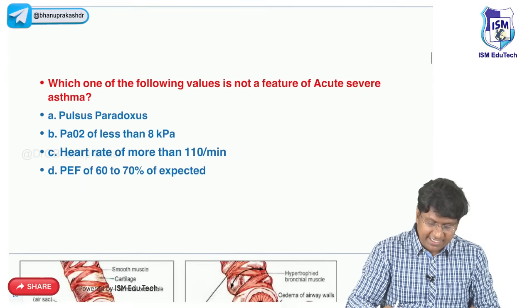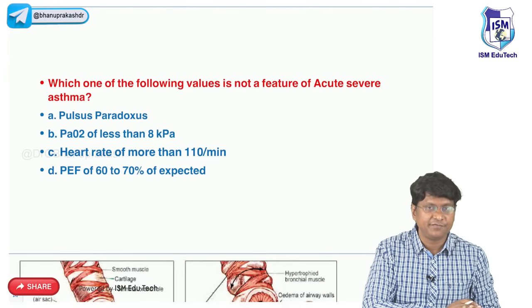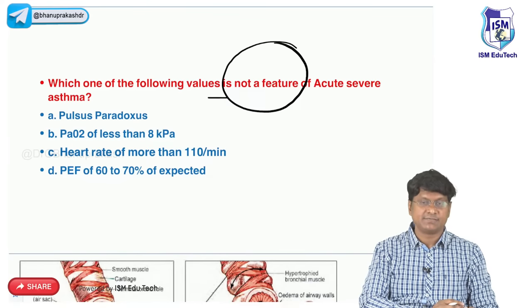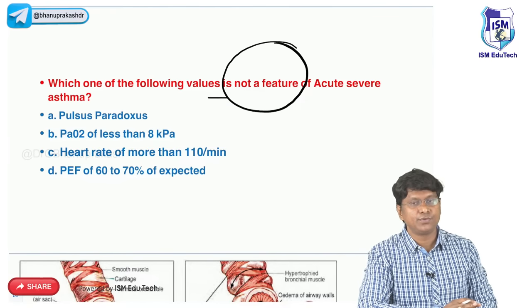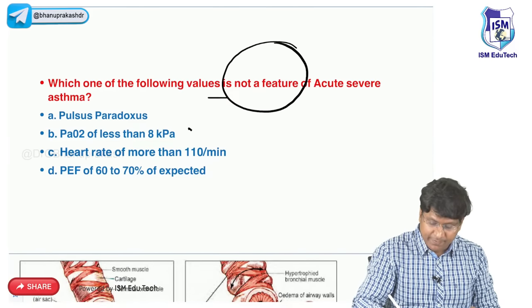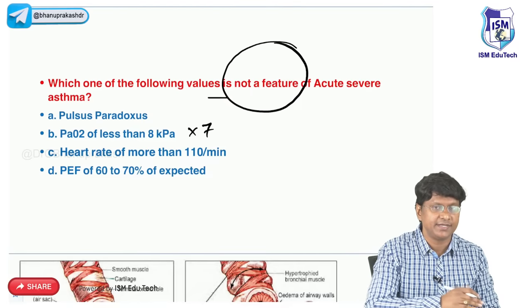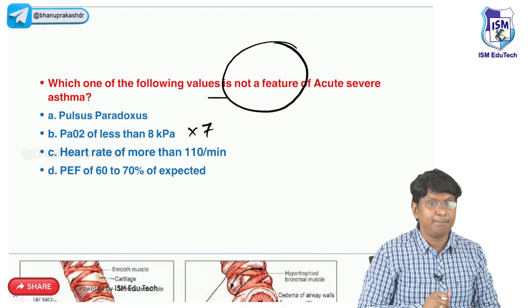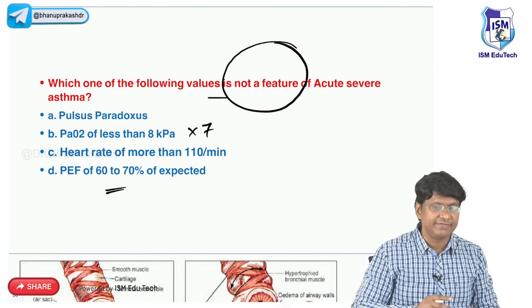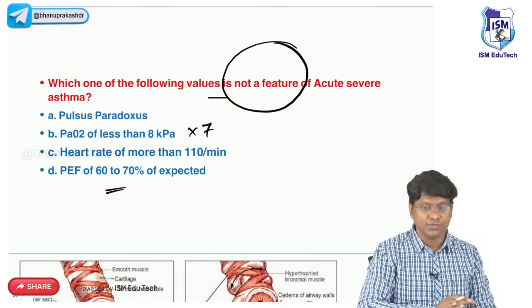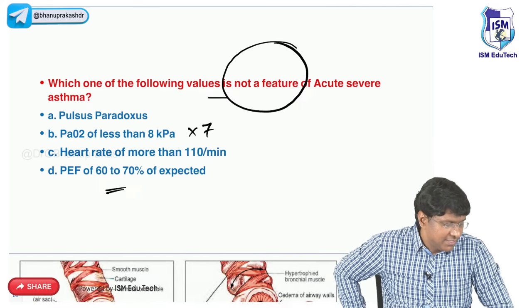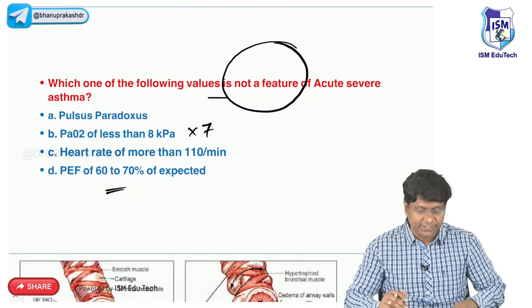Now, take bronchial asthma. What are the important features? Which one of the following is not a feature of acute severe asthma? Pulsus paradoxus, PaO2 less than 8 kilopascals, okay, you multiply it by 7 and you get it in millimeters of mercury, heart rate more than 110, peak expiratory flow rate 60 to 70% of the expected value. Which among these is not a feature of acute severe asthma? Does anyone want to make an attempt at this question?